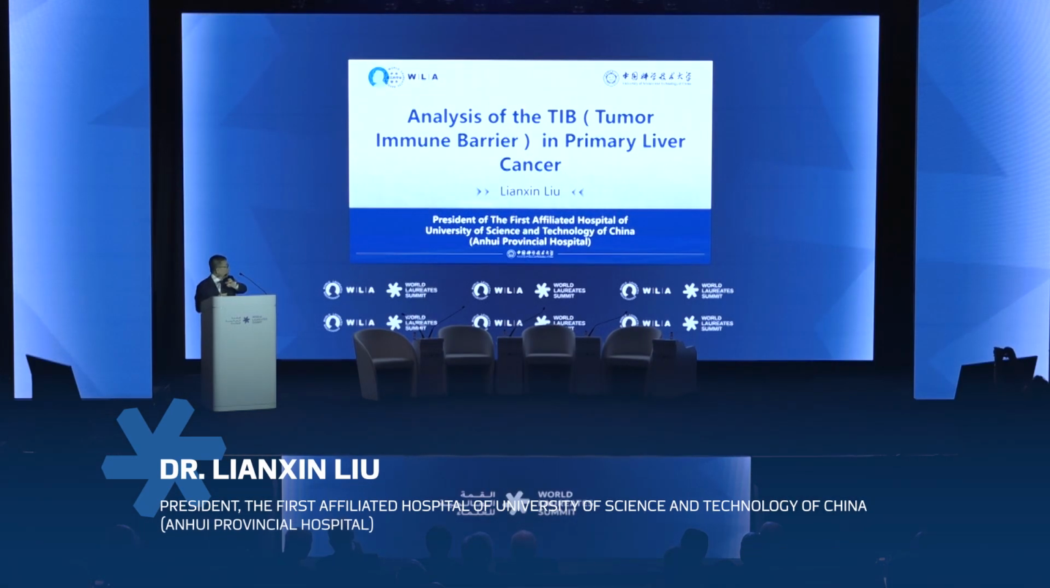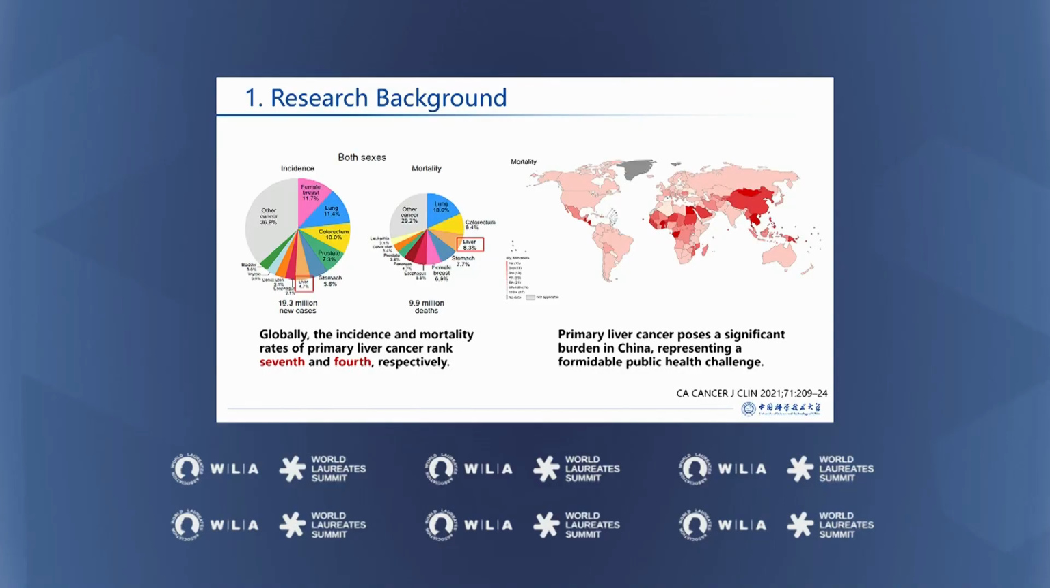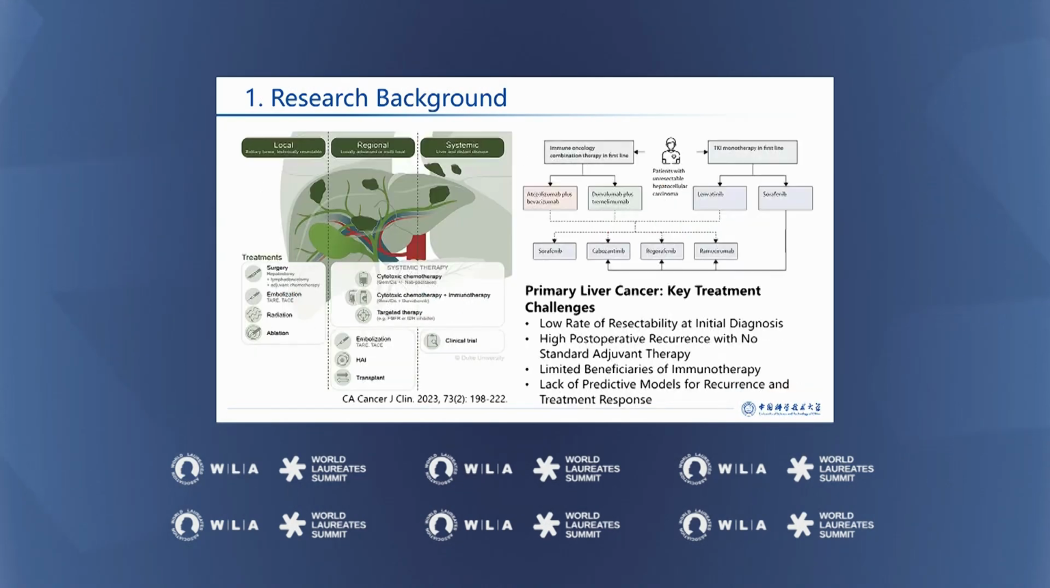Dear colleagues, as a surgeon, today's topic is analysis of the tumor immunobarrier in primary liver cancer. In this case, it's primary liver cancers, mainly hepatocellular carcinoma. And as we all know, the incidence and mortality rates of primary liver cancer rank 7th and 4th, respectively, but it's 2nd and 4th in mainland China.